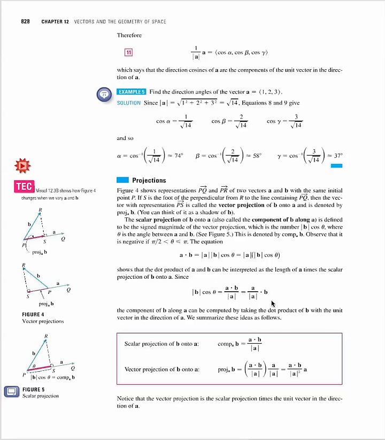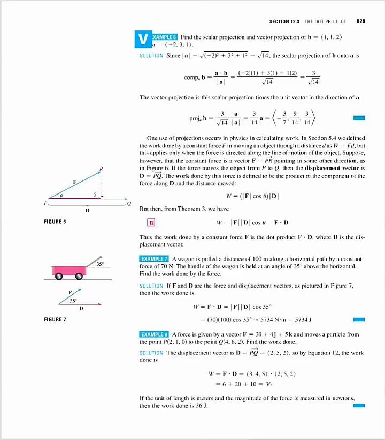The book proves above this box how it's getting the formulas it's using, and it comes right from these pictures on the left. And you definitely do need to know these two formulas, the scalar and vector projection of B onto A, both how to find them using the formula and what they mean in the picture. Example 6 gives a numerical example of this.